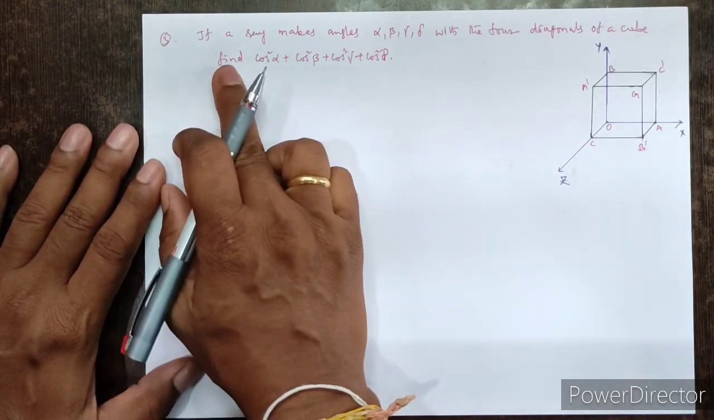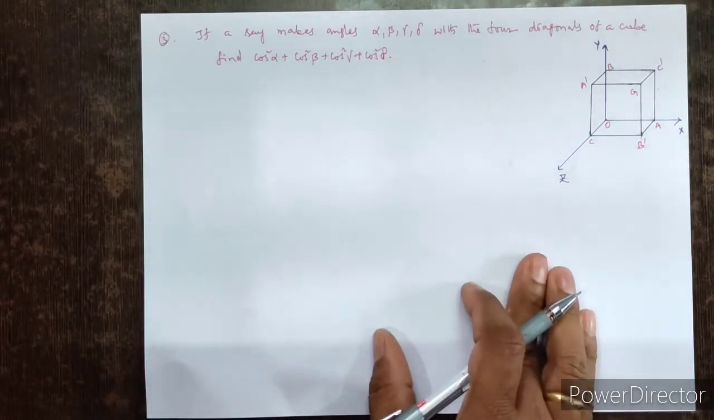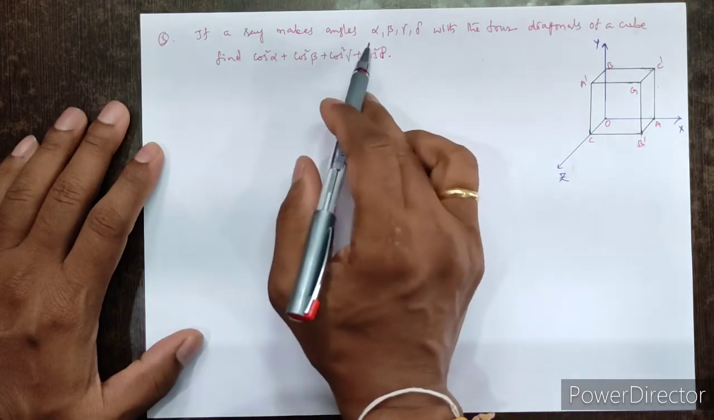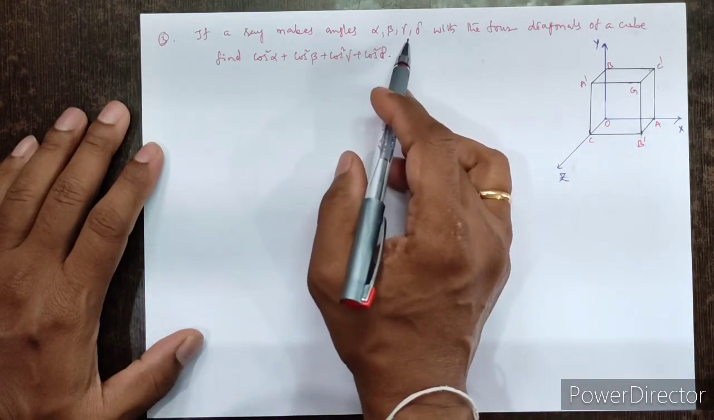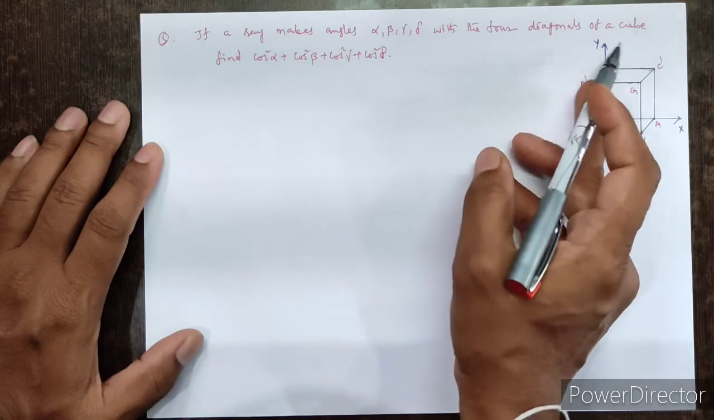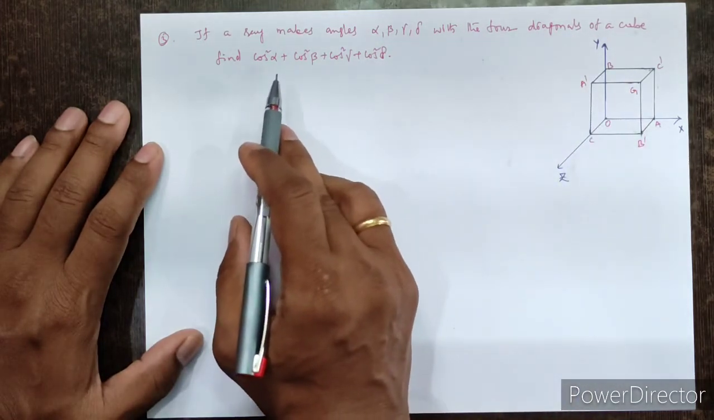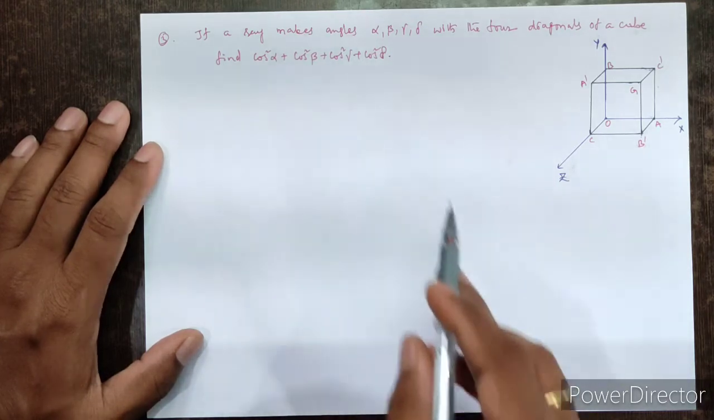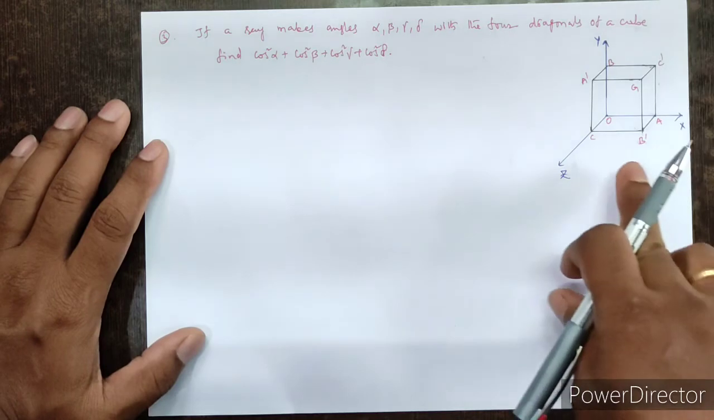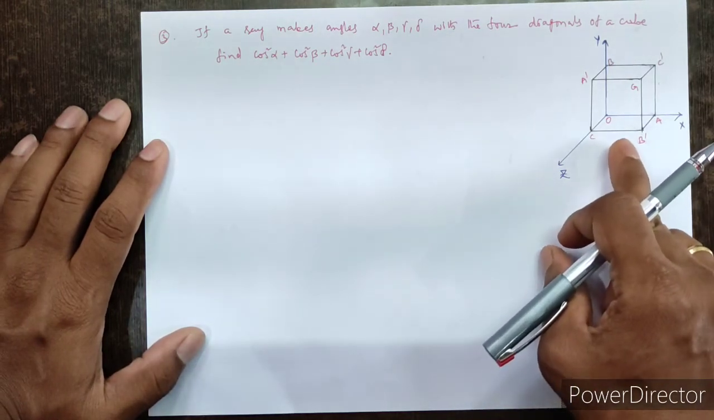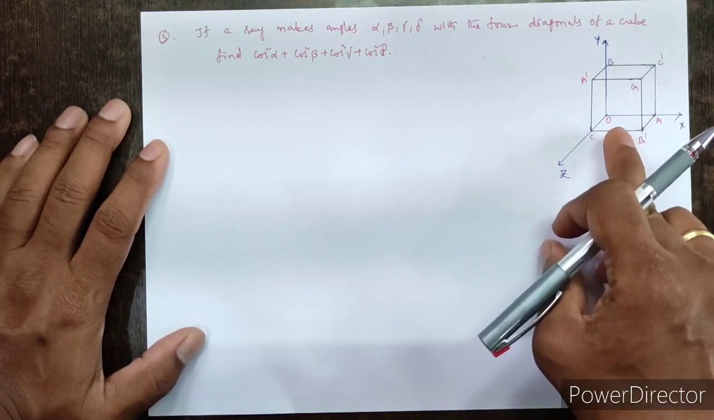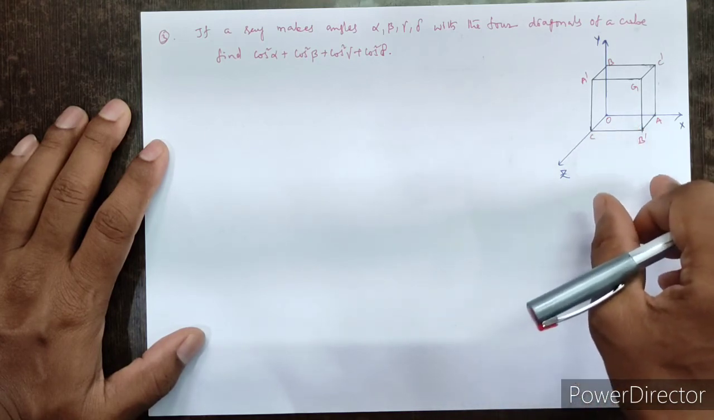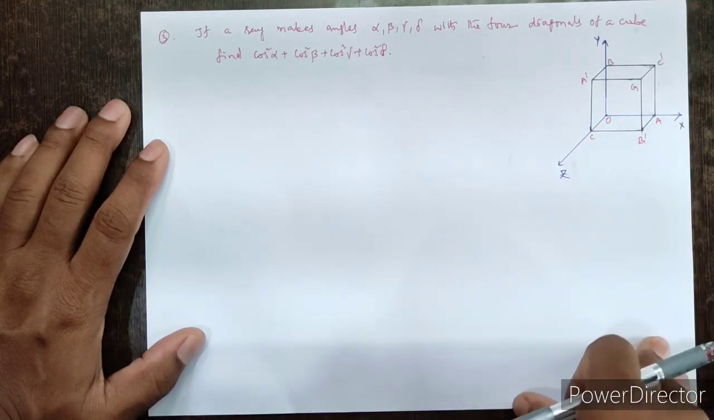Problem number 3. This is the last problem in this chapter. If a ray makes angles alpha, beta, gamma, delta with the 4 diagonals of a cube, then find cos square alpha plus cos square beta plus cos square gamma plus cos square delta. See, I drew here a figure of a cube, and the vertices OA, OB and OC are along the coordinate axes, and at the same time the sides of the cube.